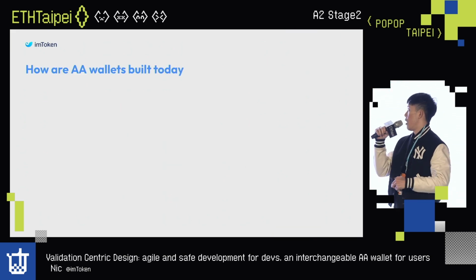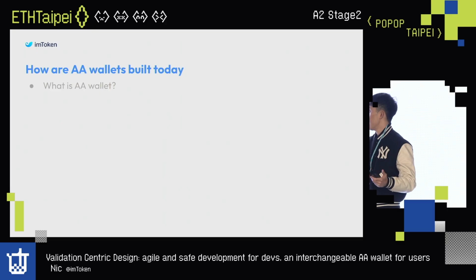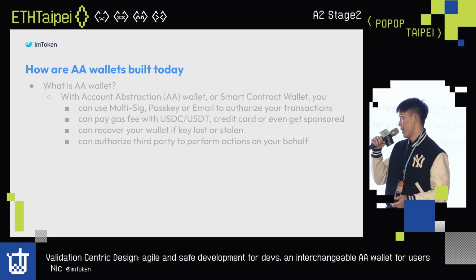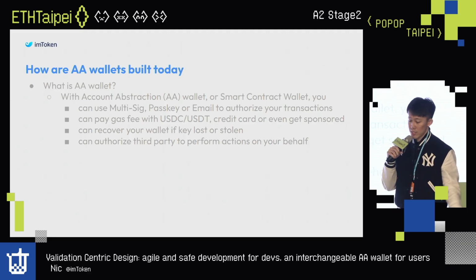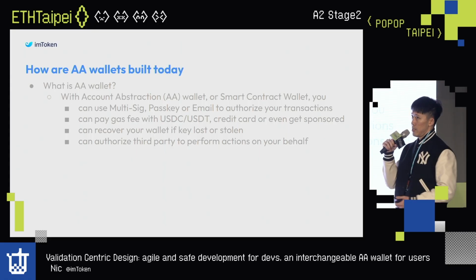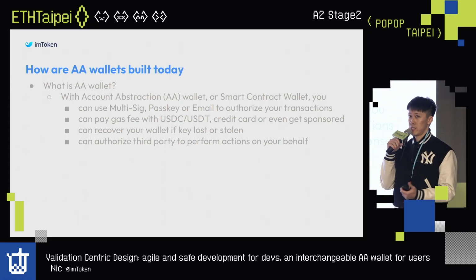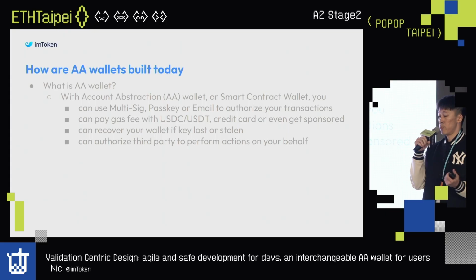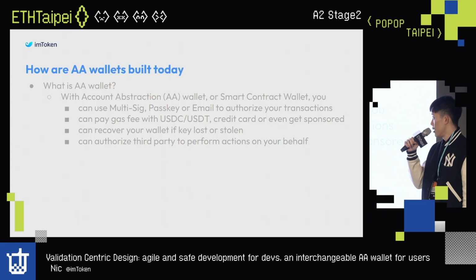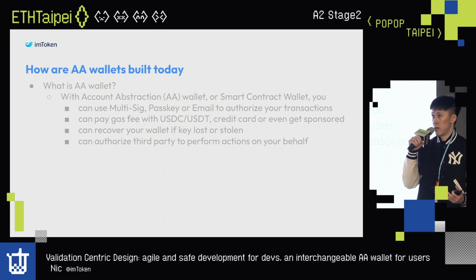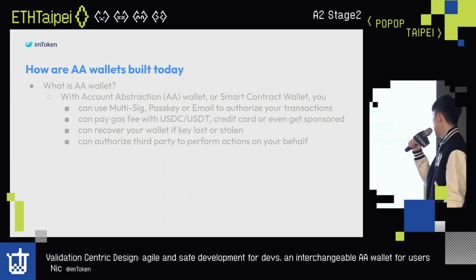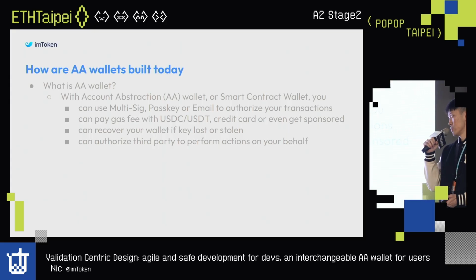So how are AA wallets built today? What is an AA wallet? It stands for Account Abstraction wallet, which basically means smart contract wallet. With such a wallet, you can use multi-sig, passkey, or email to authorize your transactions. You don't have to use your private key or mnemonic words to do that. You can use whatever methods you want. Next, you can pay gas fees with USDC, USDT, or other tokens, or other methods like credit card. Or you can even get the dapp to sponsor your transaction.